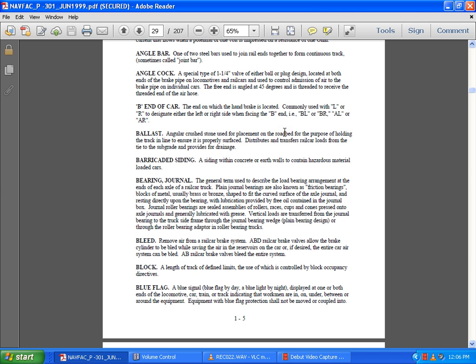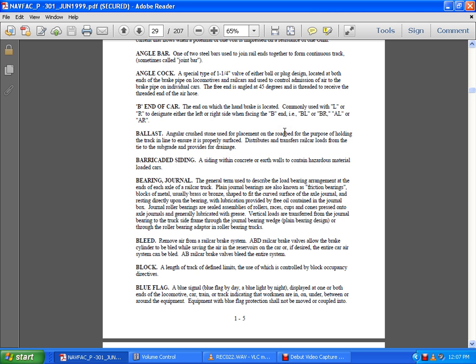Bearing journals: the general term describing the bearing arrangement of each axle in a railway car truck. Plain journal bearings are also known as friction bearings. A block of metal, usually brass or bronze, is shaped to fit the curved surface of the axle journal and rests directly on the journal. Lubrication is provided by free oil contained in the journal box.